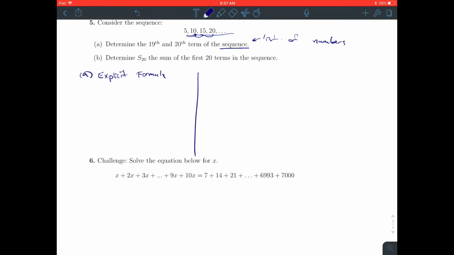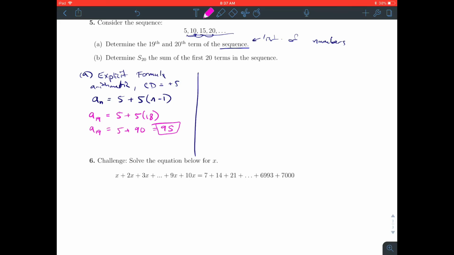So to get from 5 to 10, 10 to 15, 15 to 20, it looks like it's an arithmetic sequence with a common difference of plus 5. So an explicit formula for our sequence could be to get to the nth value, start at 5 and add 5 n minus 1 times. So the two values that concern us are a sub 19, so start at 5 and add 5 18 times. That would give us a sub 19 is equal to 5 plus 90. That equals 95. So a sub 19 is 95.